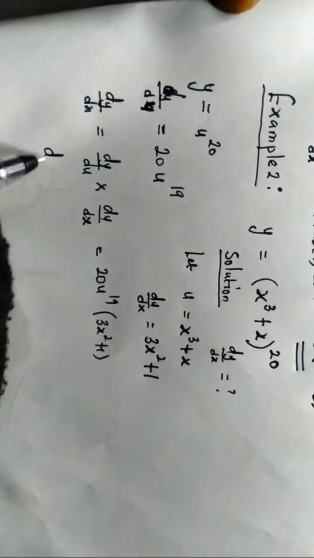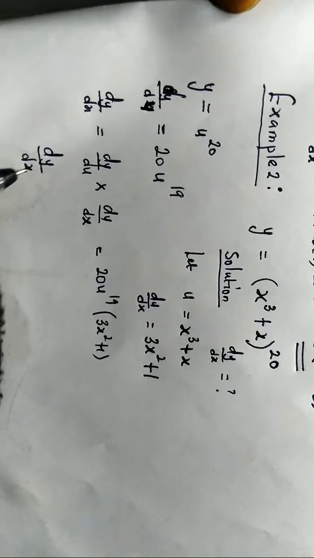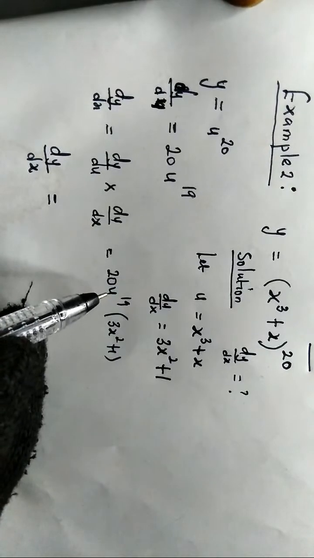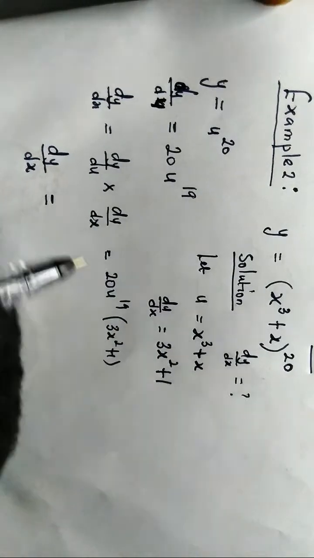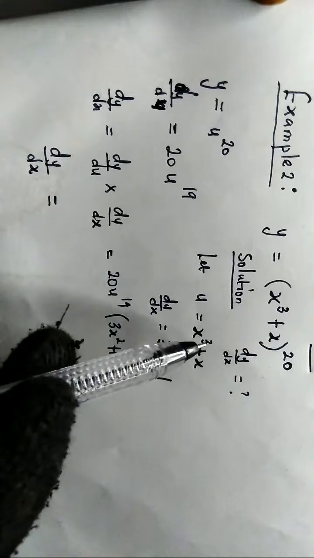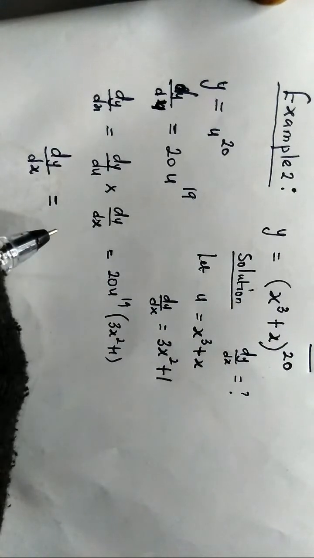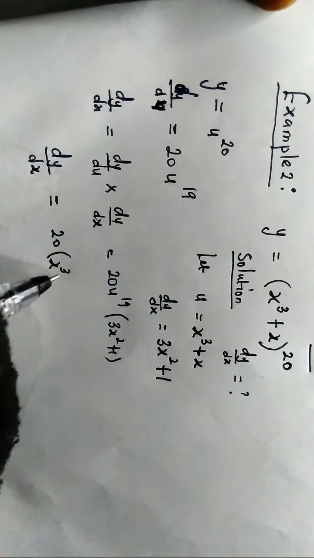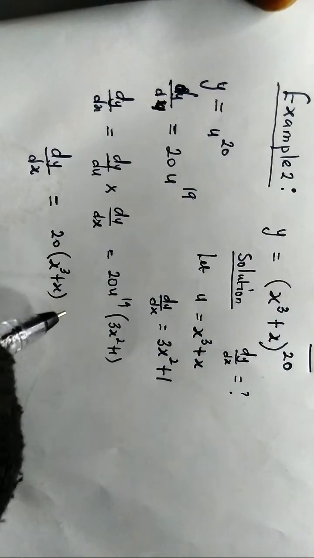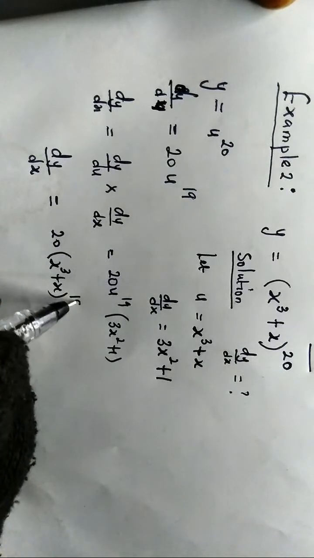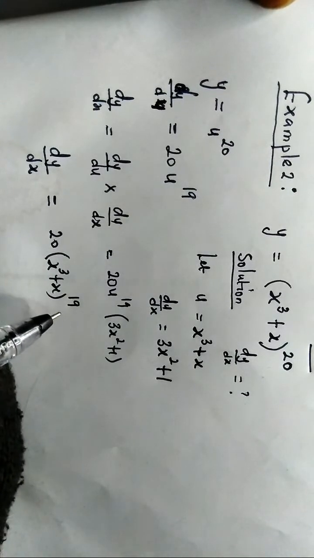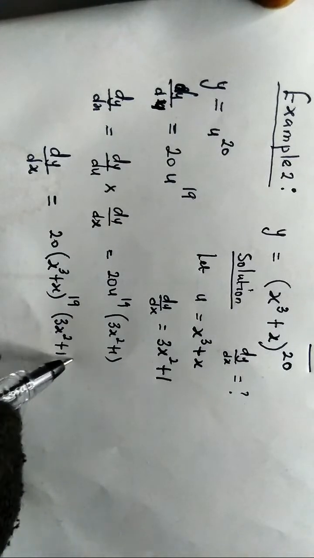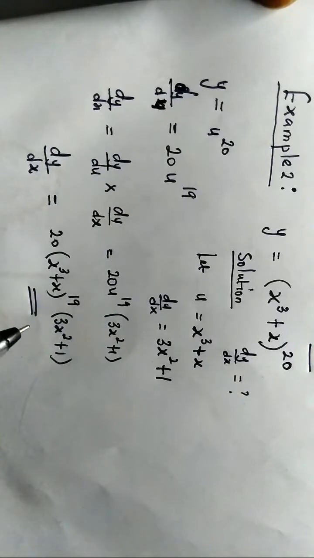So from here, we have the derivative, dy dx, which will be equal to, now what is our u? Because our answer is expected to be in terms of x. So our u here is x cubed plus x, right? So that would be 20 in brackets x cubed plus x, then raised to the power of 19, then multiplied by 3x squared plus 1. And this is the right answer.